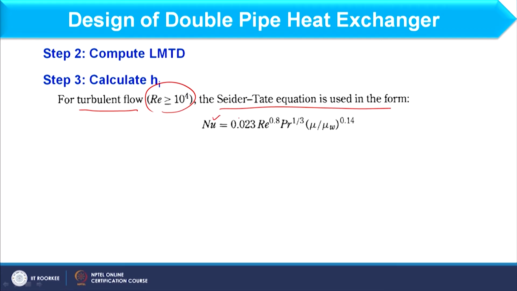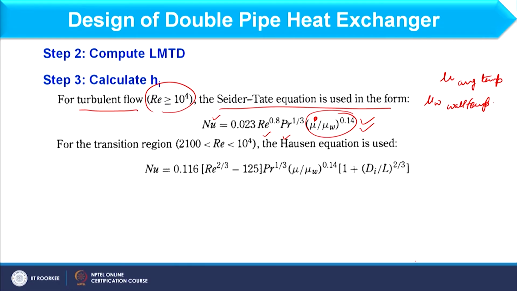So here we have Nusselt number as a function of Reynolds number and Prandtl number, and here we have the viscosity correction factor. This viscosity mu is of the fluid at average temperature, and mu_w is the viscosity of the fluid at wall temperature. How we will consider that wall temperature, that we will discuss. So this is basically the viscosity correction factor. Reynolds number and Prandtl number you can calculate and you can apply this equation.